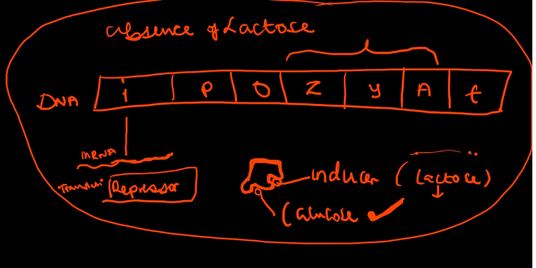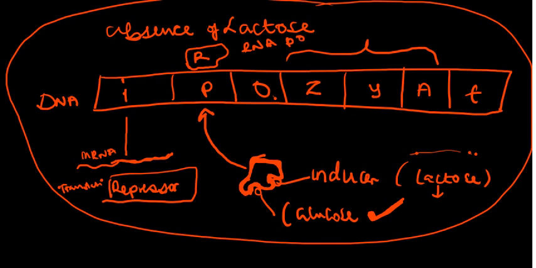So what does glucose do? Glucose goes and attaches itself, so it activates the repressor molecule, and when the repressor molecule gets activated, it goes to bind on the promoter site. Now, let me just label it as R. When the repressor molecule binds on the promoter site, it prevents the binding of RNA polymerase.